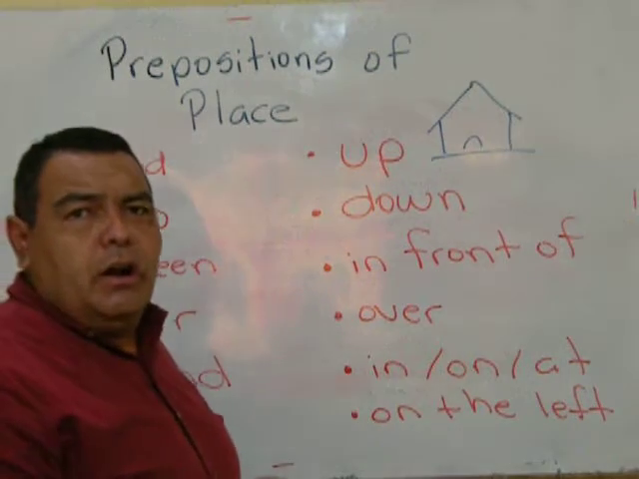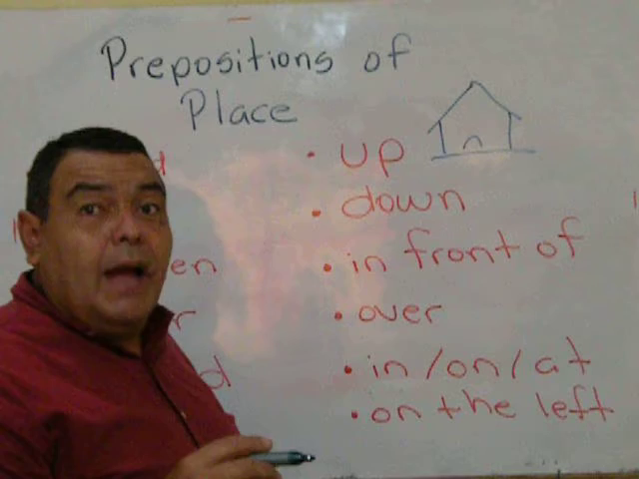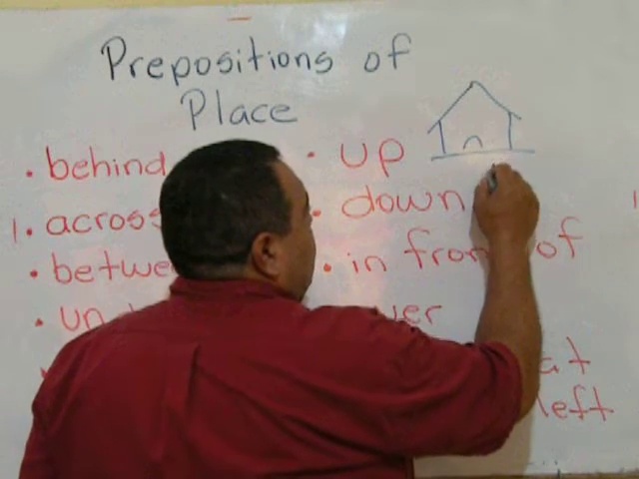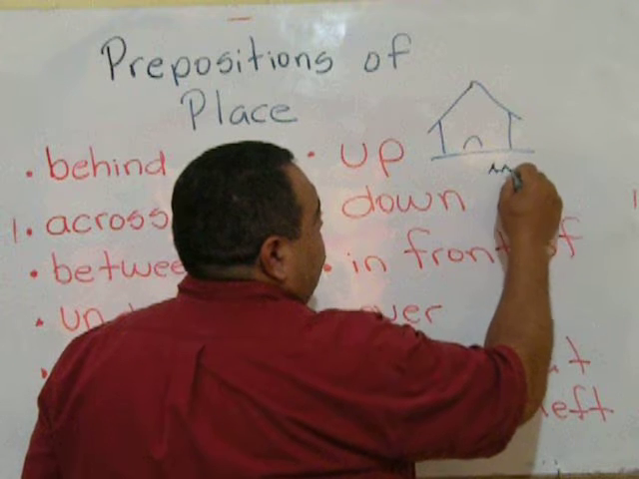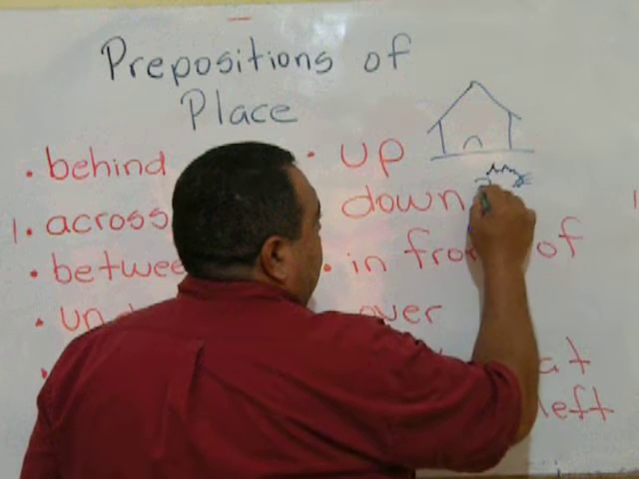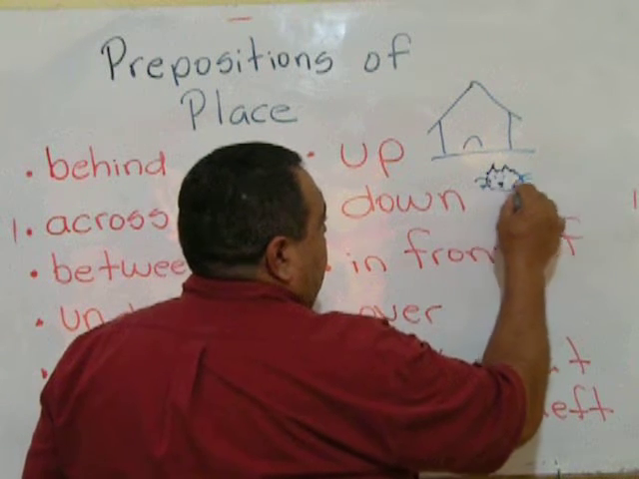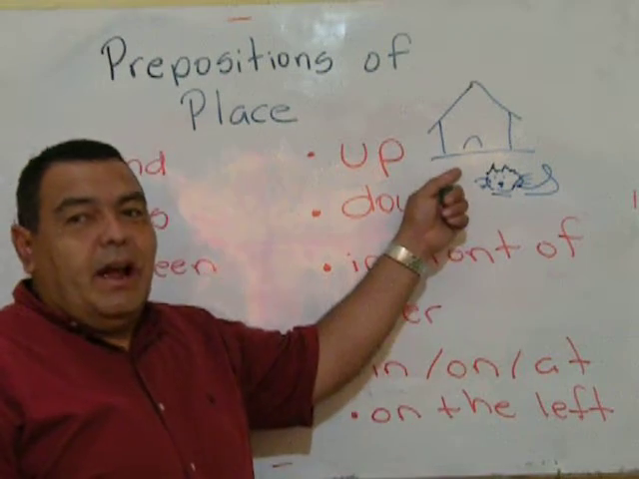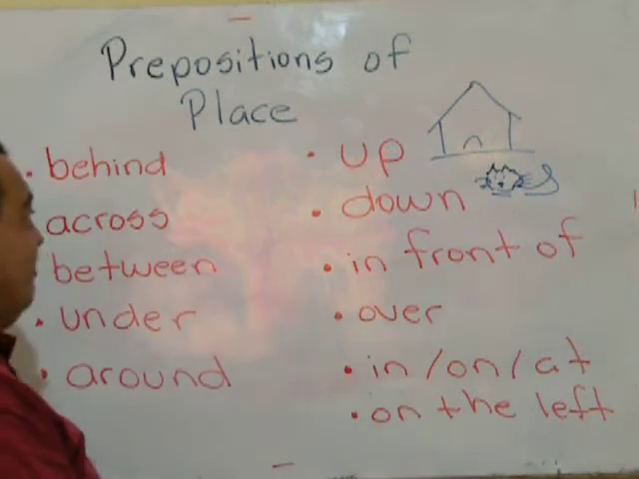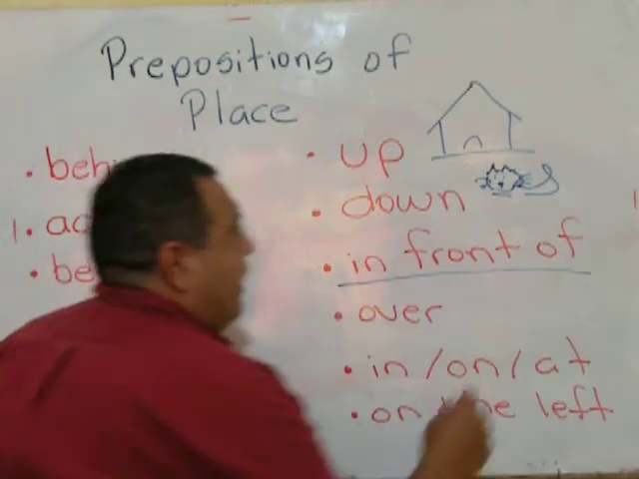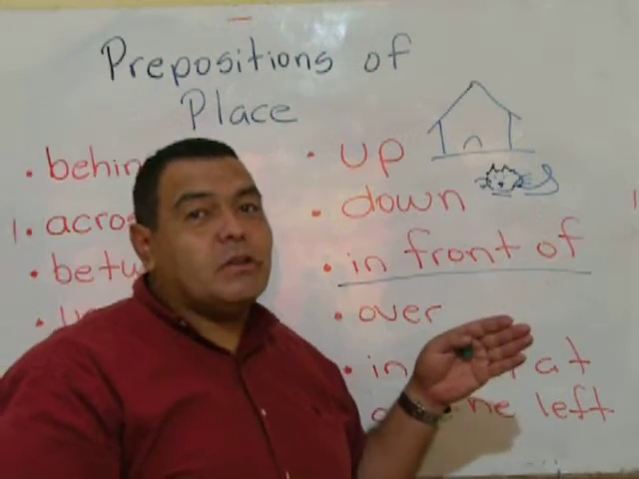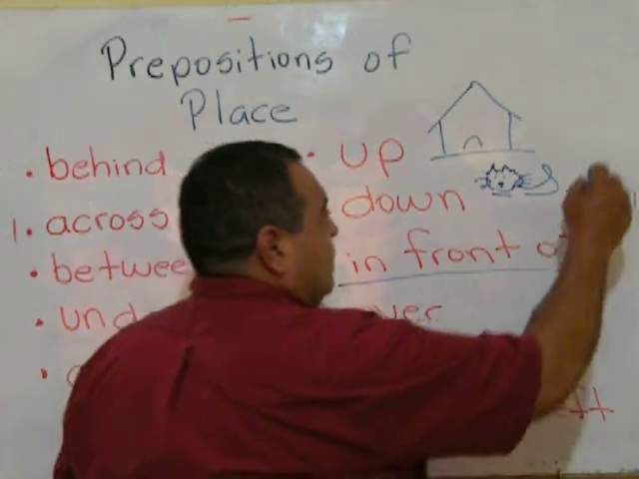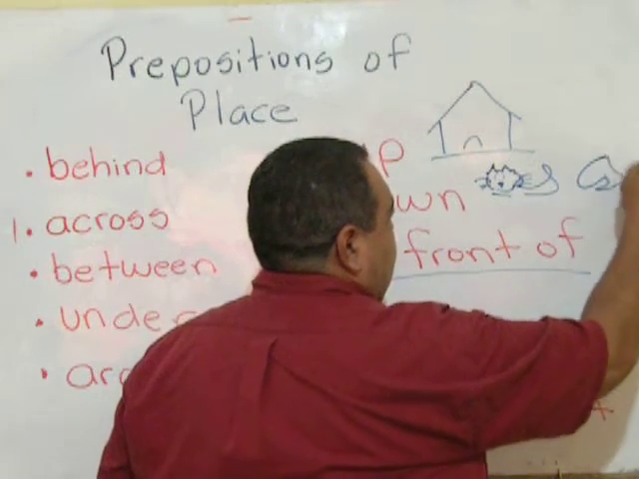There's a house right here, and I have a dog, a small dog. Actually, it's a cat. The cat right now is in front of the house. But you know what? There comes a dog. Wow, wow.